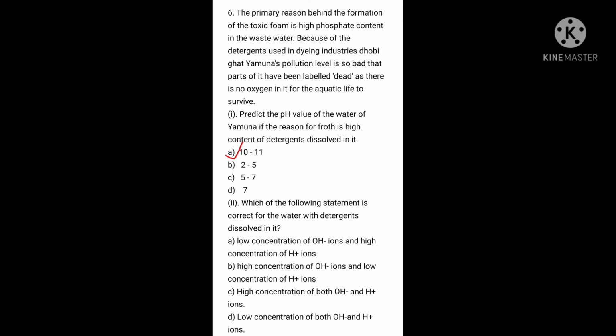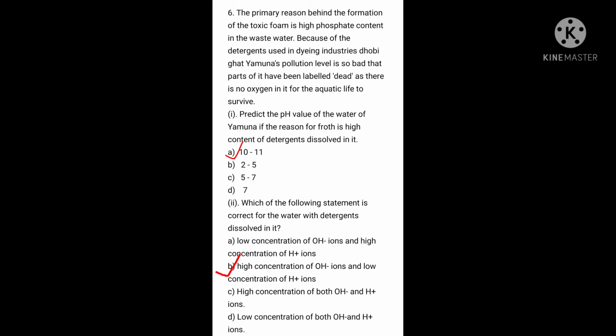Question number 2. Which of the following statements is correct for the water with the detergents dissolved in it? Option A, low concentration of OH minus ions and high concentration of H plus ions. Option B, high concentration of OH minus ions and low concentration of H plus ions. Option C, high concentration of both OH minus and H plus ions. Option D, low concentration of both OH minus and H plus ions. Here the correct option is option B, high concentration of OH minus ions and low concentration of H plus ions.